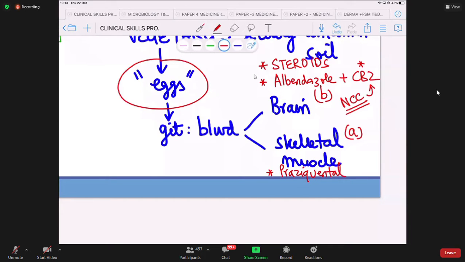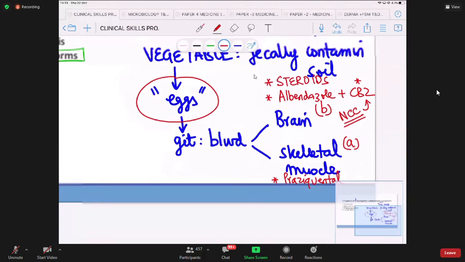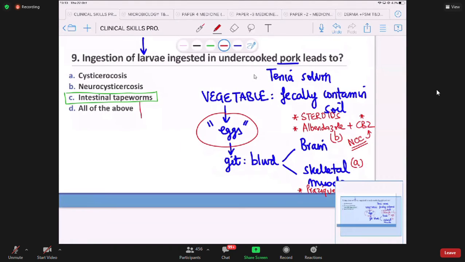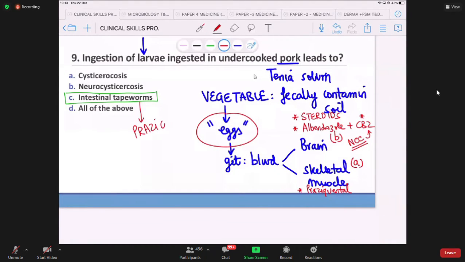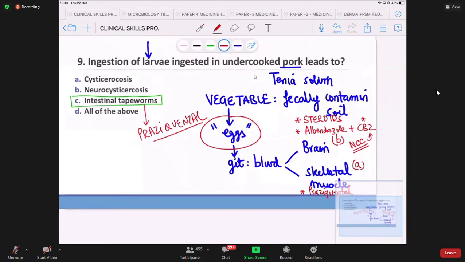If he asks, what will you give for treatment of intestinal tapeworms? Your answer would still be praziquantel. So albendazole is to be answered primarily when he asks you about neurocysticercosis. Pretty straightforward information and definitely can be worked out.